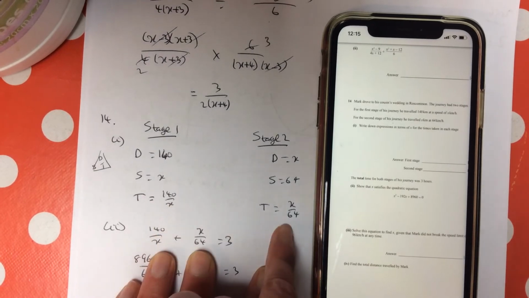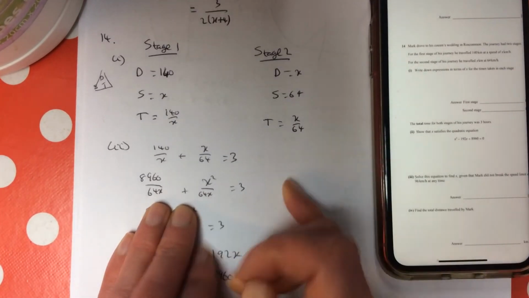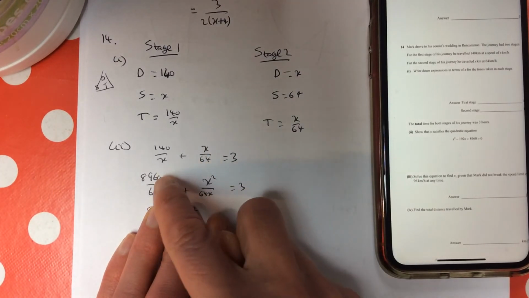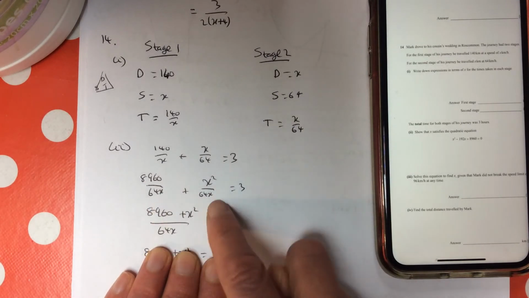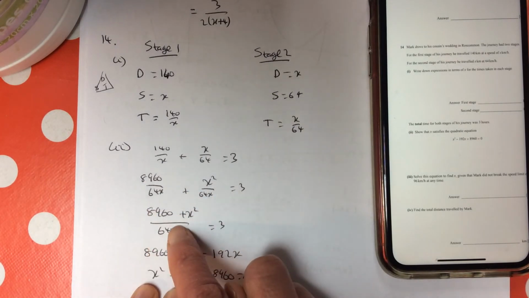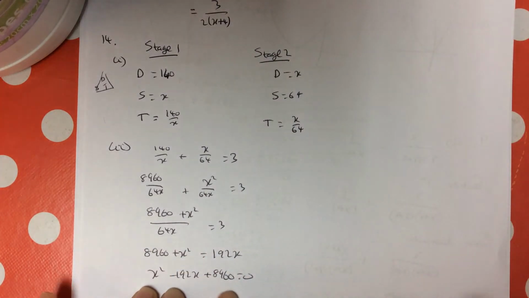Part 2, the total time was 3 hours. So this time, add this time, was 3. I made the bottoms the same, make them both 64x. Times this one by 64, times this one by x. Bottoms the same, add the tops. Then I brought this bottom over so it became multiplying. It's quadratic, put everything on one side.